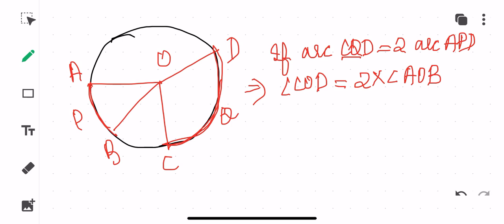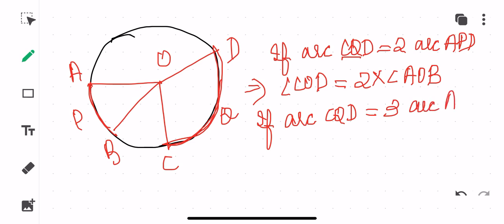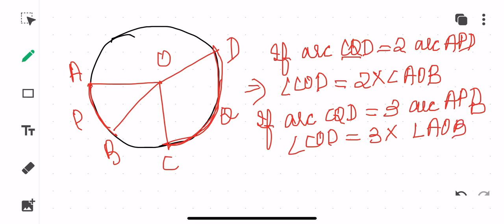Alright, and then what is the next statement that is there, children? According to the next statement, similarly, if arc CQD is equal to, suppose 3 times of arc APB, so this implies that CQD is subtending angle COD, this will be equal to 3 times of APB is subtending what, children? APB, sorry. So this will be 3 times of angle AOB. Okay, so this is one concept.